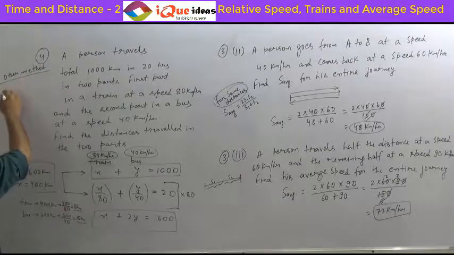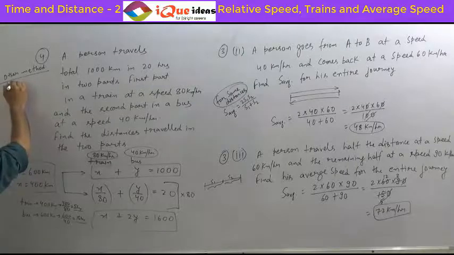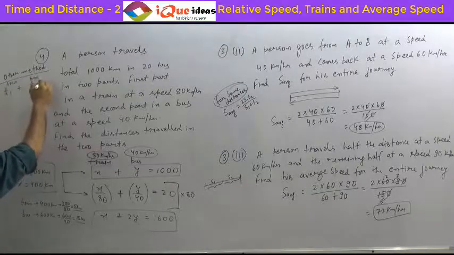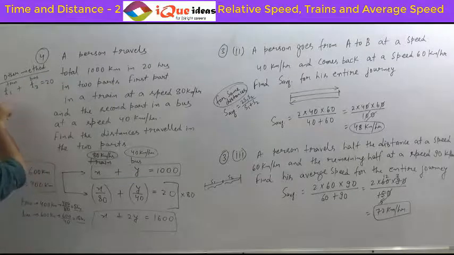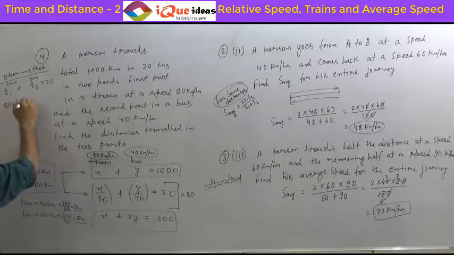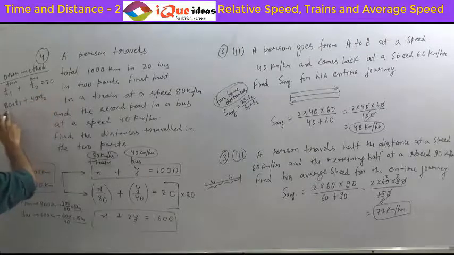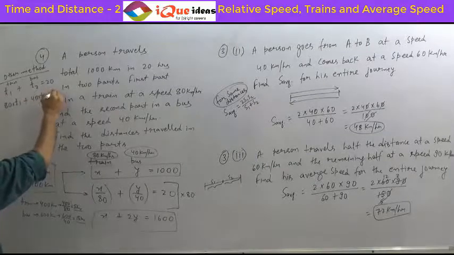Suppose we take t1 time in the train and t2 time in the bus. Then the equation will be t1 plus t2 equal to 20. Then the distances traveled: the time taken is t1 and speed is 80, so 80 into t1. Now speed of the bus is 40, so 40 into t2. These are the distances traveled in the train and the bus. They should be equal to 1000.